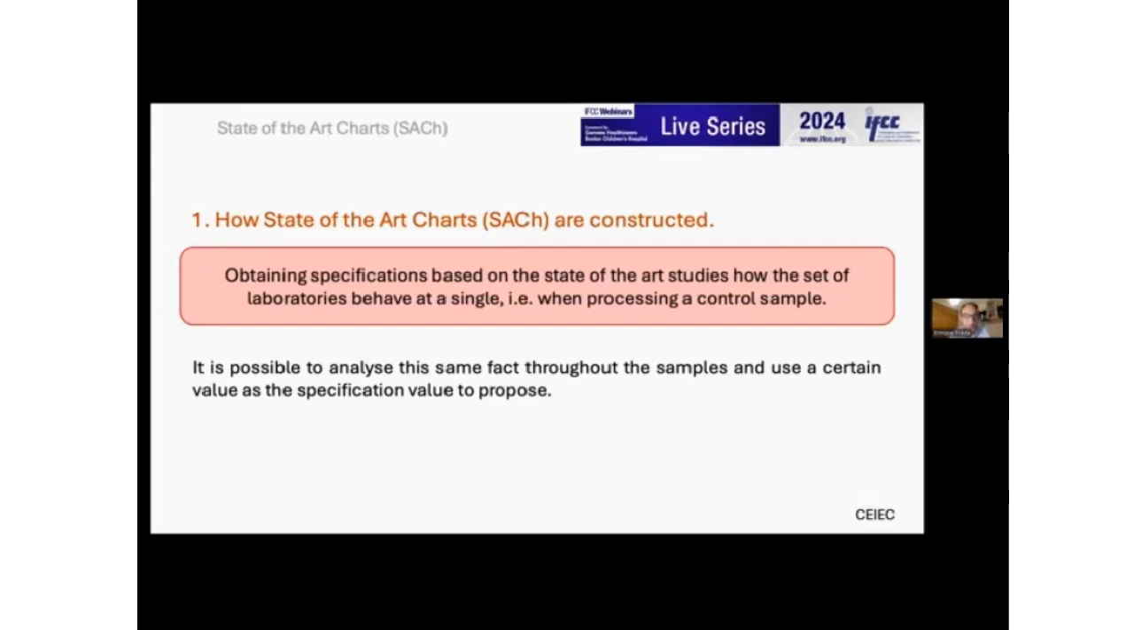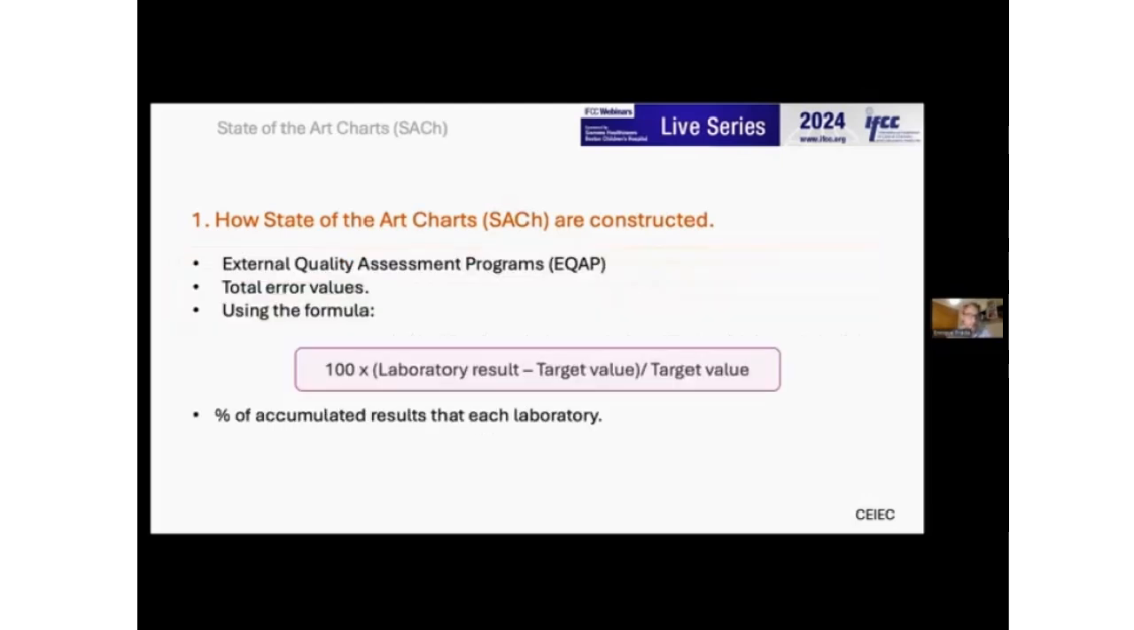Therefore, from there and from the set of laboratories, we can establish a proposed specification value, as Professor Ángel Salas said in the presentation. How do we construct these state-of-the-art graphs? Through the external quality evaluation programs, as mentioned earlier, we can know the total error, which is known through a simple formula that results from subtracting the target value from the result sent by the laboratory, dividing it by the target value, and multiplying it by 100 to handle it in percentage terms.